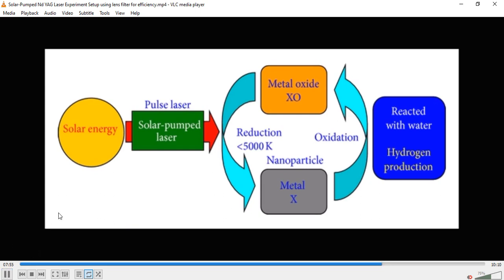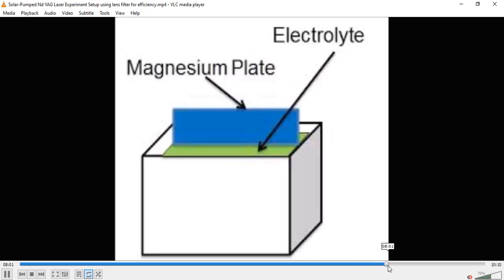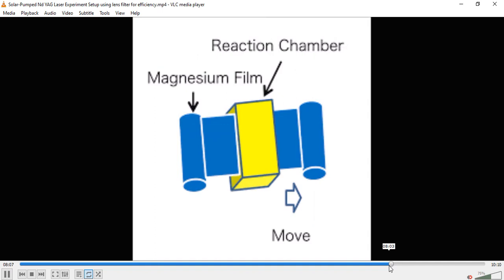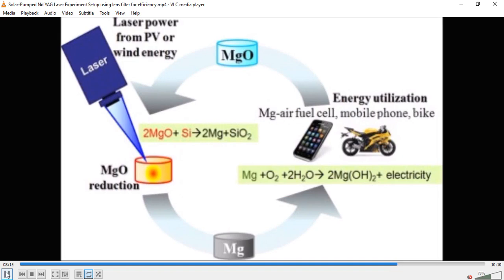And this technique isn't new. There have actually been developments of this over the years. For example, using magnesium in an electrolyte to produce electricity, or a magnesium film, like the old magnetic reel of tape, going through a reaction chamber and generating electricity. And this system has potential for being recyclable.